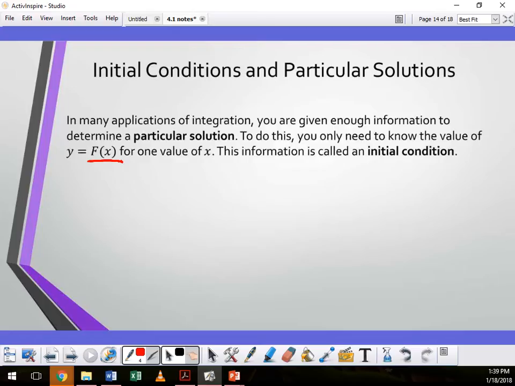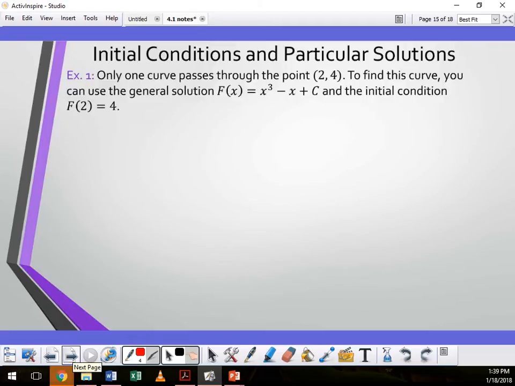Okay, you only need the value of this for one value of x. This information is called the initial condition. So we're finding for C. Only one curve passes through the point there. To find this curve, you could use the general solution and the initial condition of this.